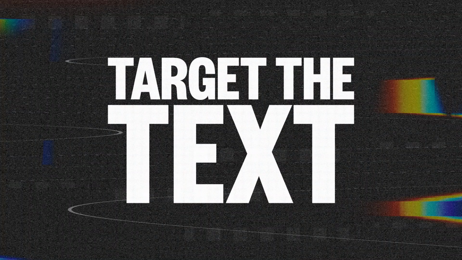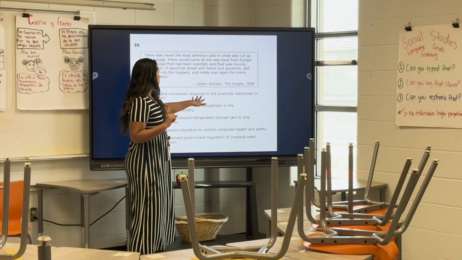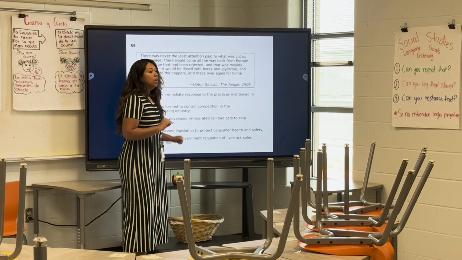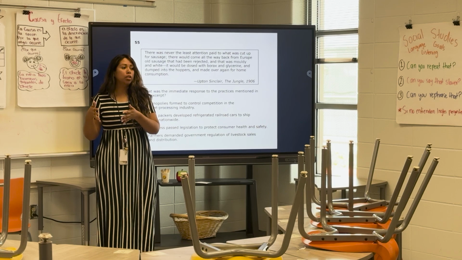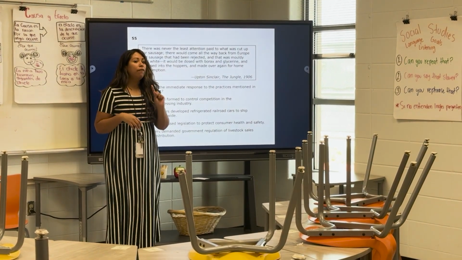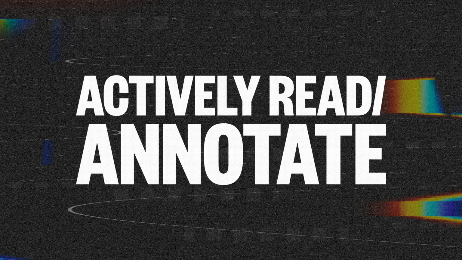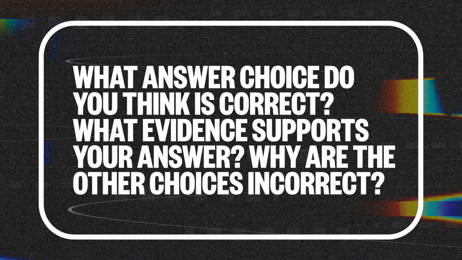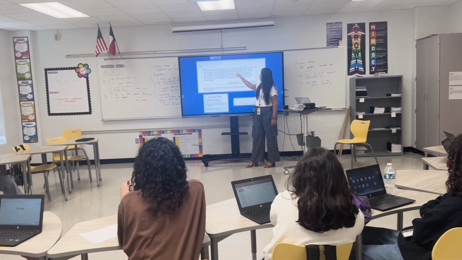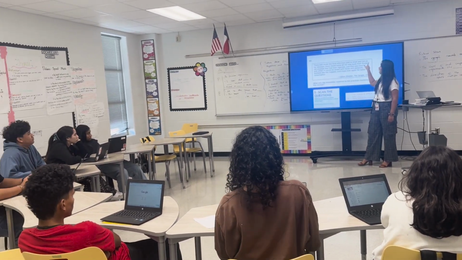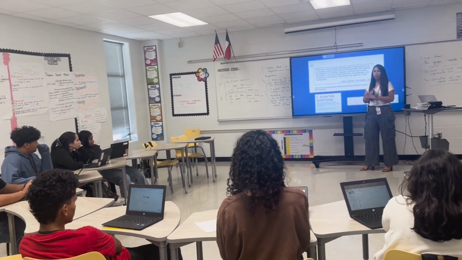The next step is usually to target the text. Because this is a U.S. history class, we know that the text is going to be informational, which has already been covered in the past, so this step will not be shown in this practice. The third step is to annotate, which is the big piece that our students struggle with at times. They struggle differentiating between what are the most important pieces versus the least important. There was never the least attention paid to what was cut up for sausage. I'm going to stop there.